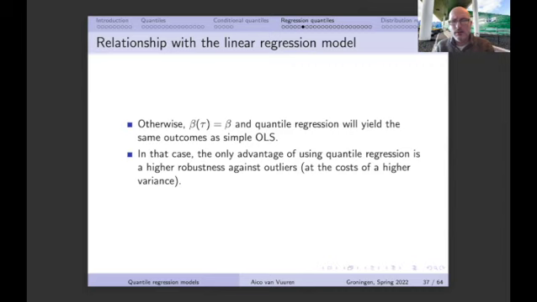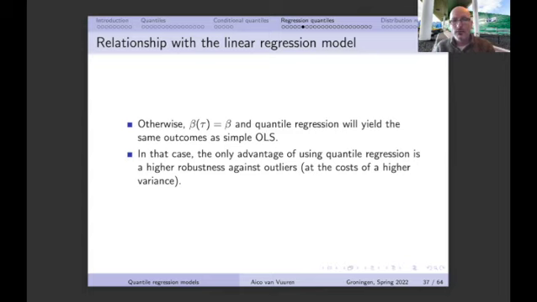Then in that particular situation, the question arises, what should you do? Should you do ordinary squares, or should you do quantile regression? Well, the obvious answer is that ordinary squares is so much simpler than quantile regression analysis, so just do ordinary squares in that particular case. However, there is an exception with respect to that rule. And that is in the case of outliers.